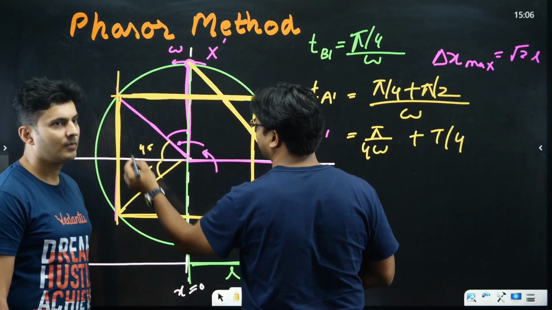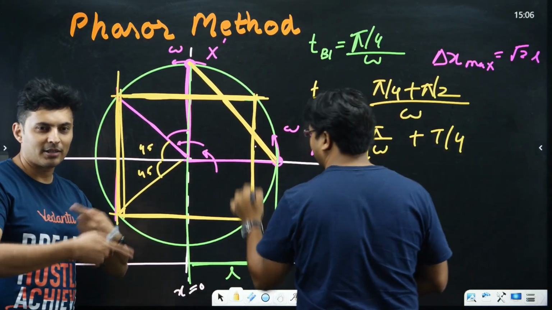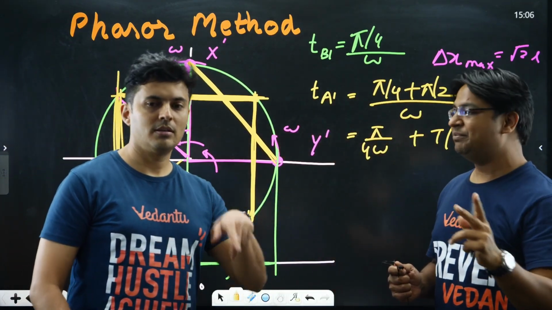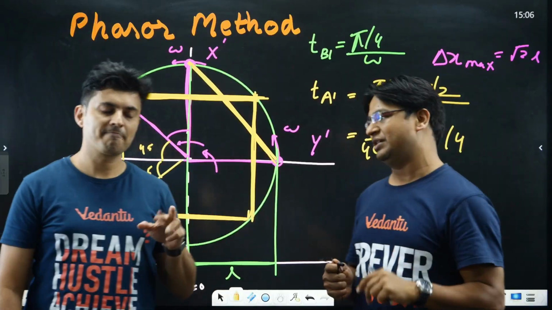Another T by 4, again horizontal. Another T by 4, like a quadrilateral. So after every T by 4 period, event A and event B will happen alternately.